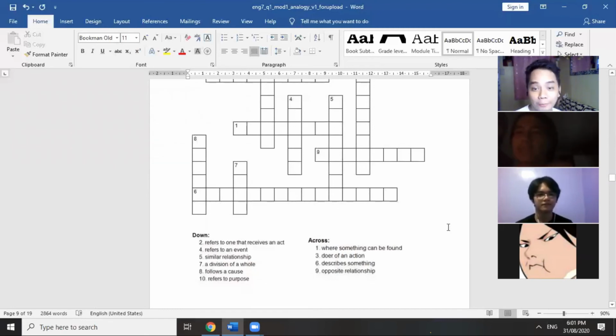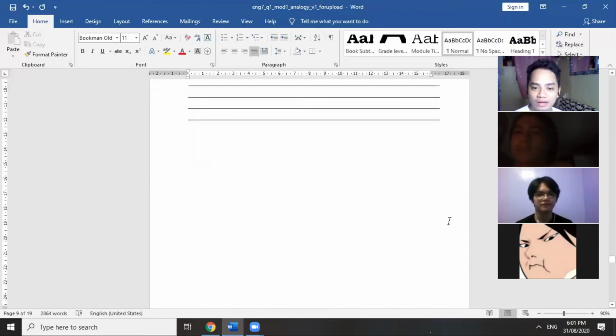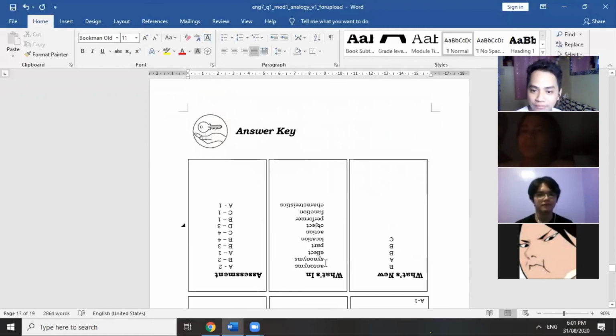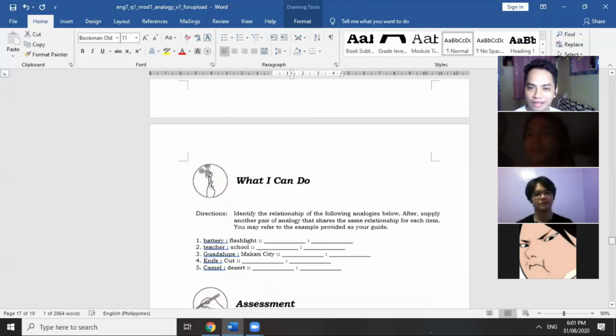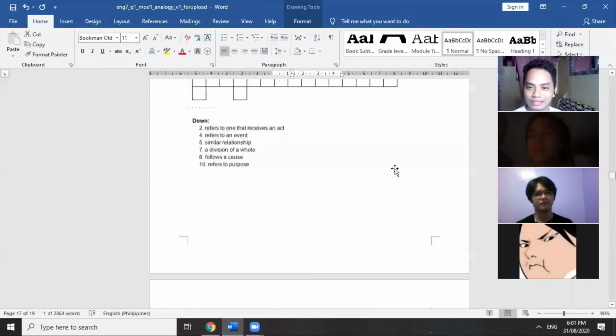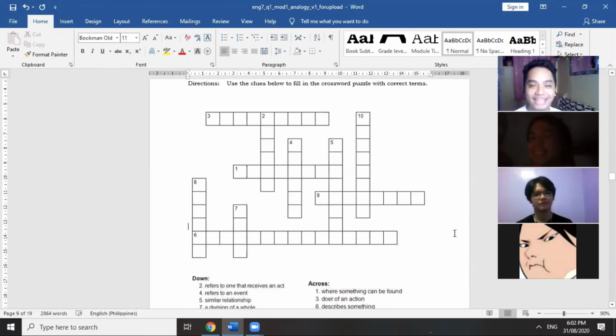Okay. For the reference of everyone as well who would access the video. It's what's in, right? One is antonyms, two is synonyms, three is effect. Oh, we can click it and then it flips. Okay. So part, location, action, object, performer, function, and characteristics. How can number 10 be characteristics if there are only few boxes? Is it enough? Because they edited it and it needs to be updated. I need to revise this within the day.